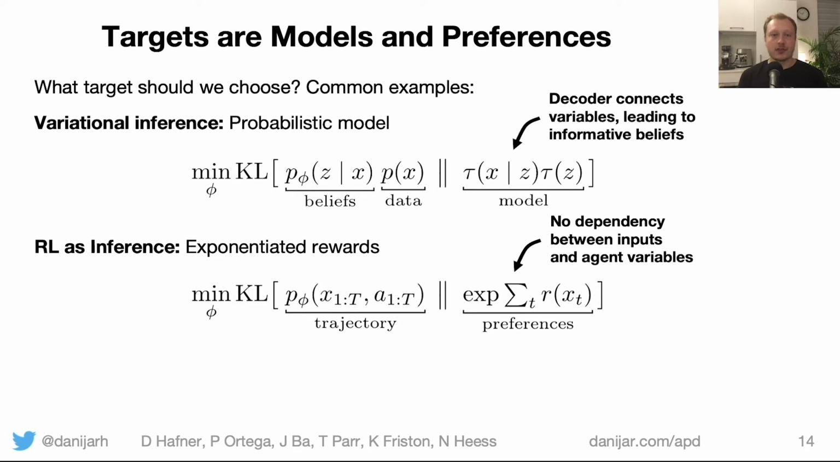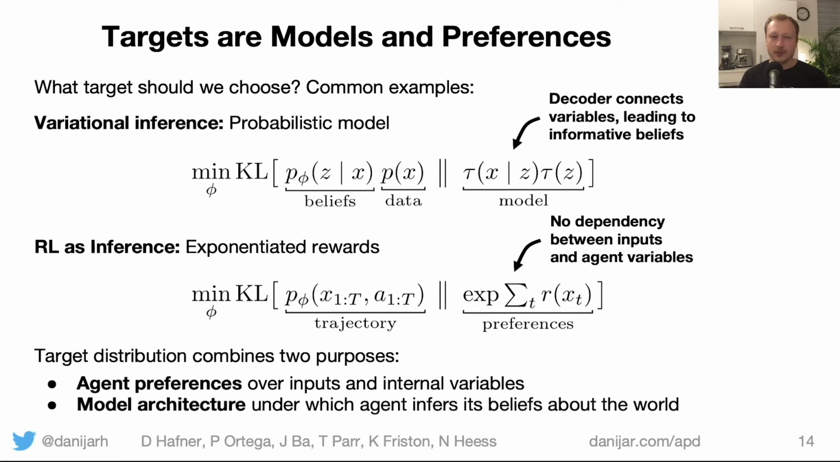So in both cases, the target distribution expresses preferences, and writing them as KL minimization really shows that even in variational inference, the model is defining the preferences over what representations we want to infer. So from these two examples, we can see that the target distribution really combines two purposes. It expresses the agent's preferences over inputs and internal agent variables such as actions and representations. But at the same time, the target distribution is also the model architecture under which the agent infers its beliefs about the world, just like in the variational autoencoder example.